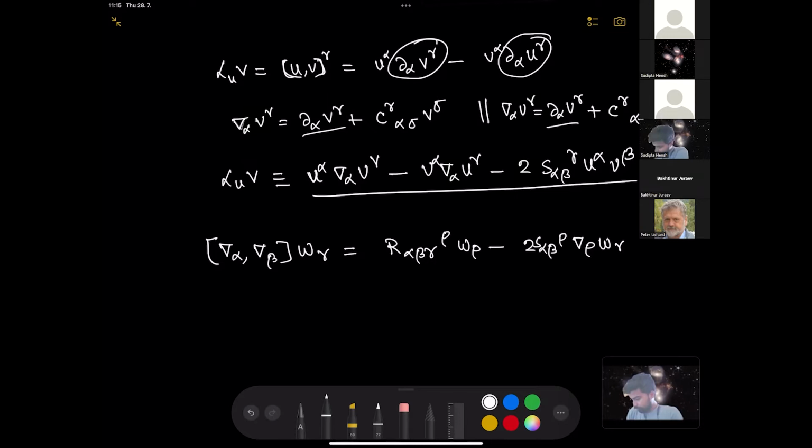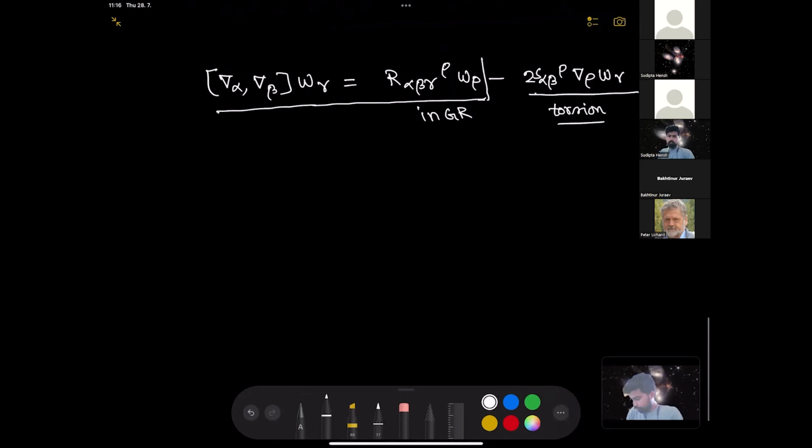Yes, so we know this relation very well, because we know that the commutator of covariant derivatives is just this if we are in GR, and we have some extra term due to the presence of torsion. So this is the modification due to the presence of torsion. Now we will go to the section, let's say, evolution of separation vector.